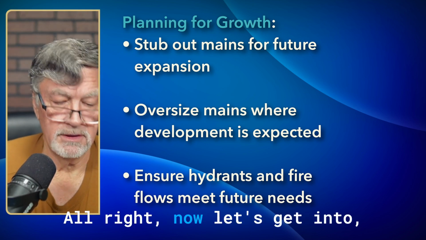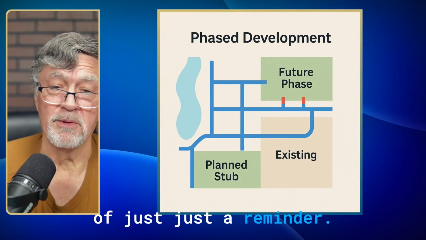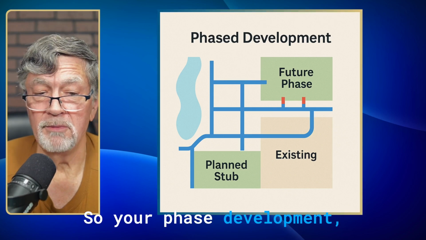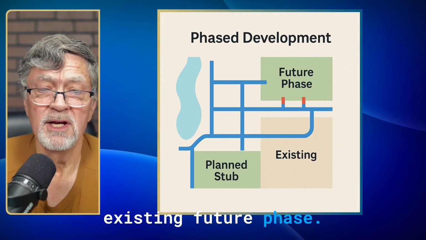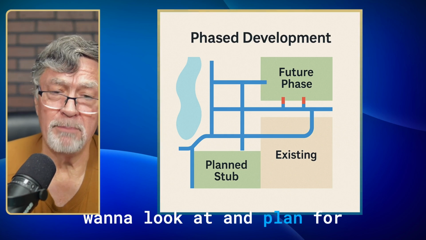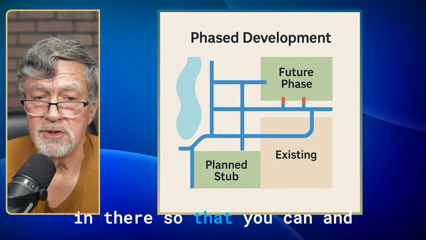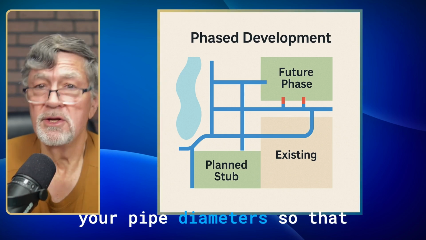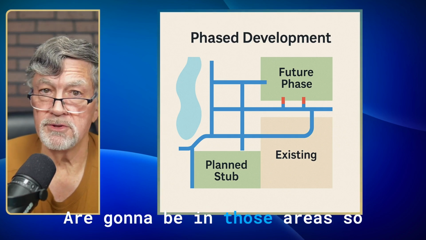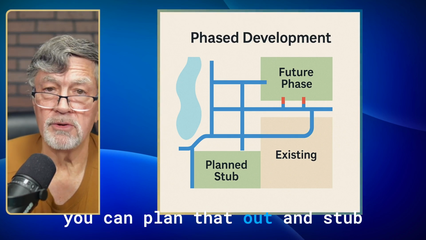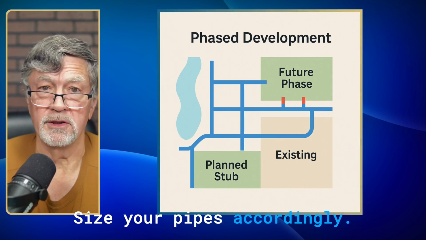All right, this is just an illustration as a reminder. So your phased development, your planned stub, your existing and future phase, these are all things you want to look at and plan for, those stubs that you've got in there, and your pipe diameters, so that approximately how many homes or how many businesses are going to be in those areas, you can plan that out and stub that in for future use, and size your pipes accordingly.